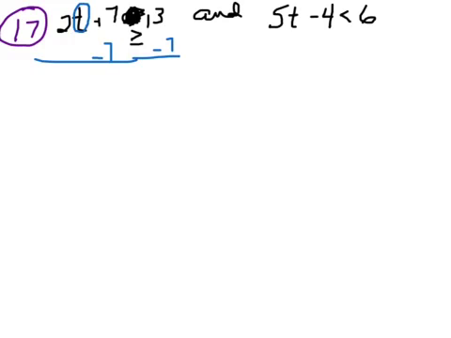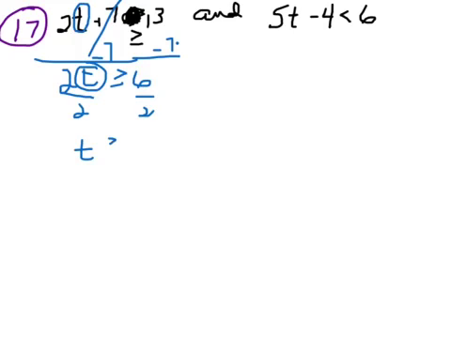So these would cancel out or add up to 0, and 2t is greater than or equal to 13 minus 7, which is 6. All right, I've got to get t by itself. It's multiplied by 2. The opposite of multiplying by 2 would be dividing by 2, and I get t is greater than or equal to 3 there. Okay, so I'll graph that in a minute.